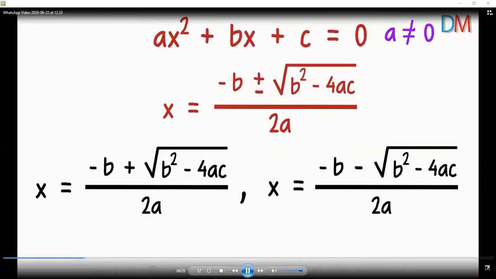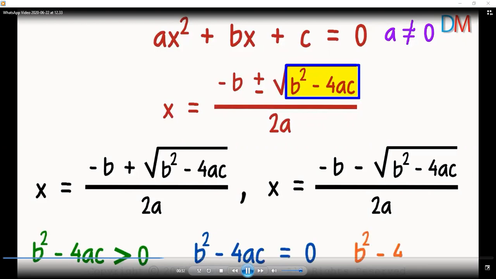Now the nature of the roots depends on one important value, and that value is under the square root sign. It's b squared minus 4ac. Why do I say this value is important? It's because this value decides the nature of the roots. If you think about it, there can be three possibilities for this value. It can be greater than 0, it can be equal to 0, and it can be less than 0.